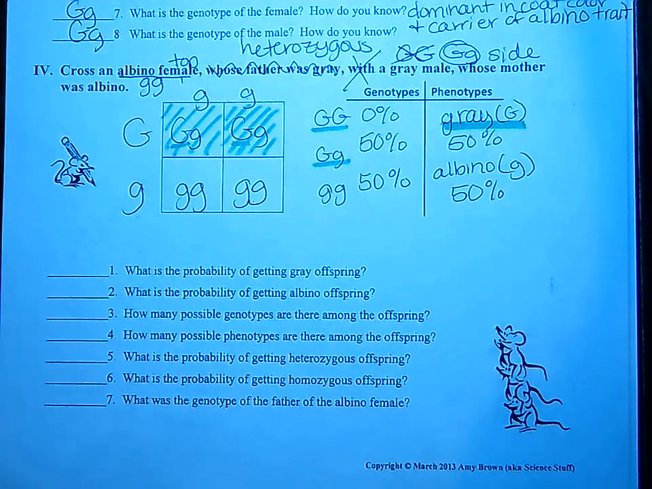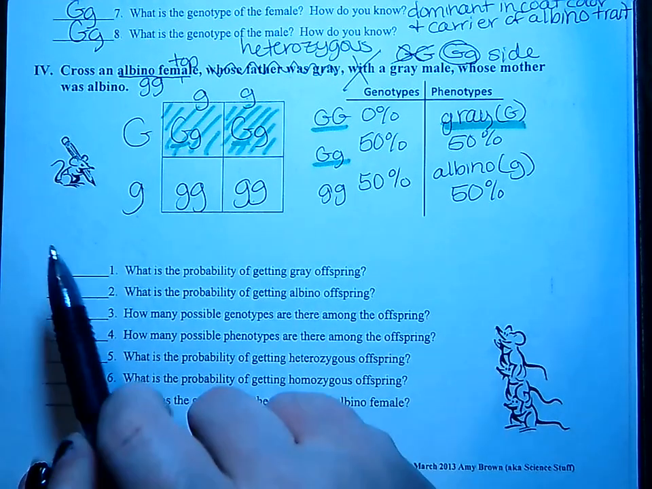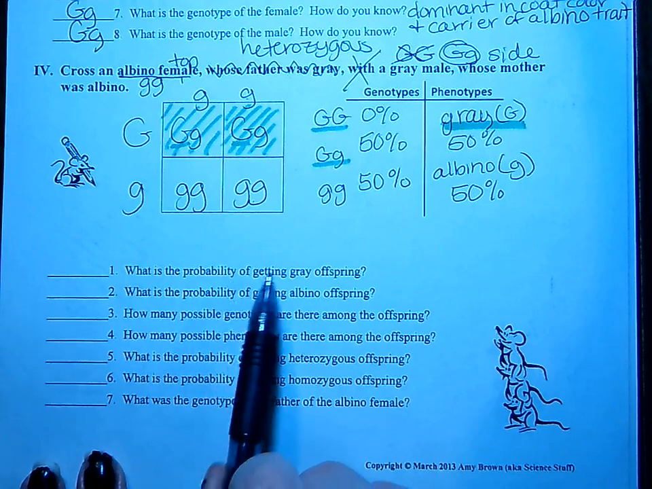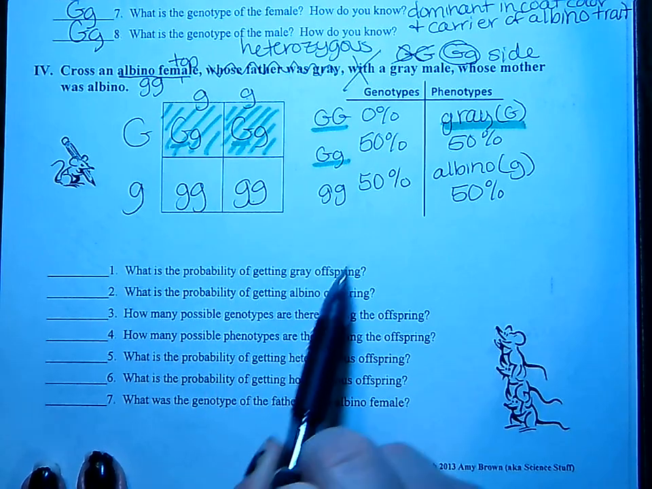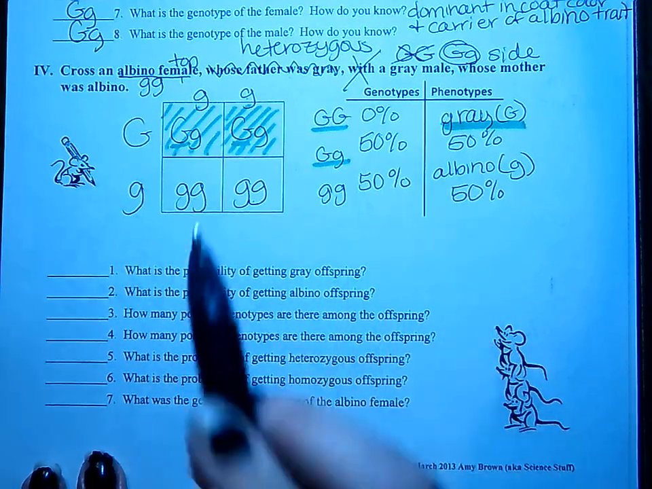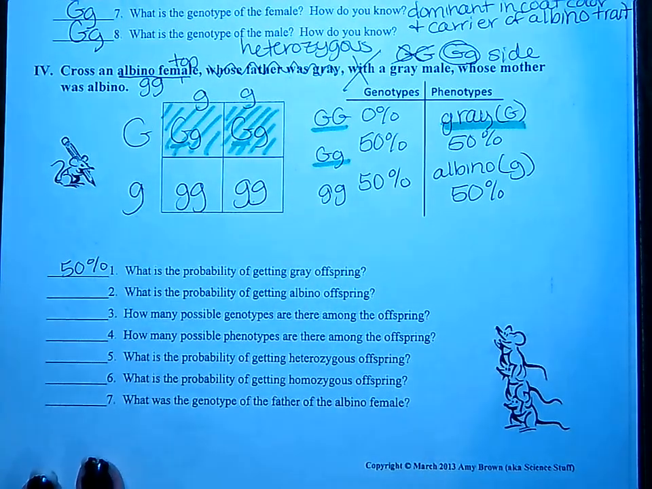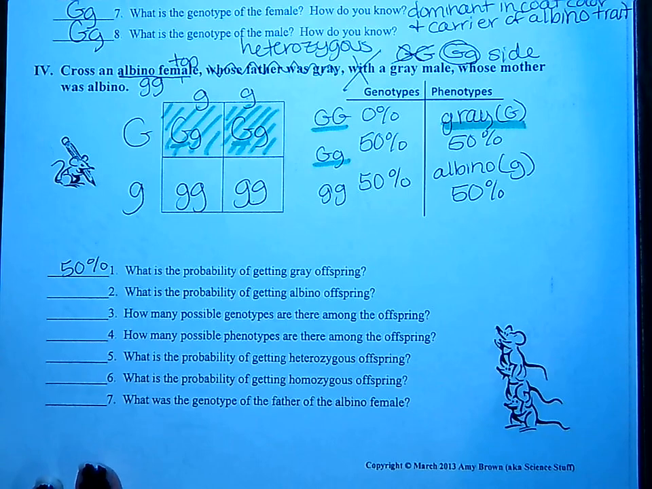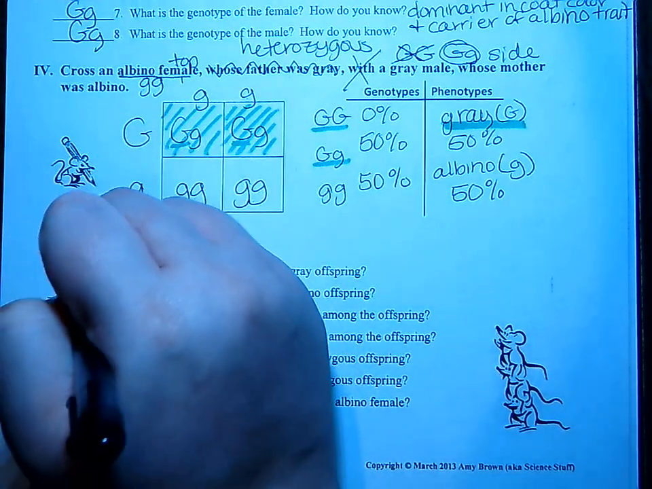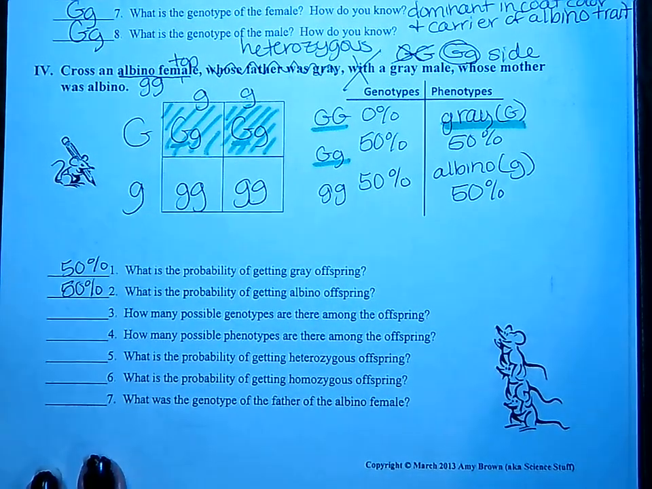So let's now answer our questions. Number 1, what is the probability of getting gray offspring? Well, we found 50%. If you wrote 1/2 or 2/4, it's the same answer. Number 2, what is the probability of getting albino offspring? We have 50%. You could have also written 1/2 or 2/4.